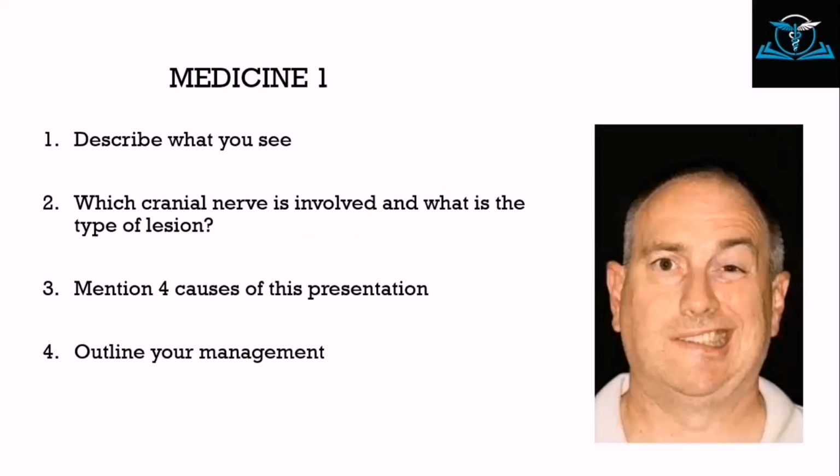Medicine 1. Describe what you see, what cranial nerve is involved, and what is the type of lesion. Mention 4 causes of this presentation. Outline your management. So you are going to tell me what you wrote. James, what was your description here? Hello, Doc. My description was a picture of a man with loss of unilateral facial muscle movement on the right side. The right forehead is not wrinkled, and there is loss of nasolabial fold on the right side.